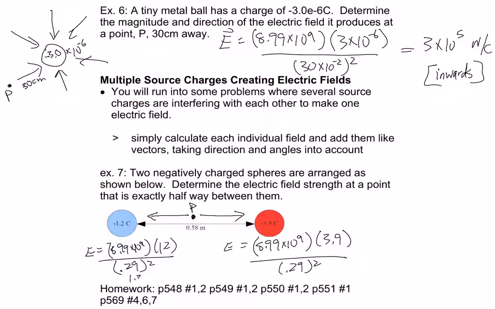So for this one, we got 1.3 times 10 to the 11 for our electric field strength. For the other one, we got 4.2 times 10 to the 11. So we just need to subtract those two, and that will be our final answer. If we subtract those, we get a net answer of 2.9 times 10 to the 11 newtons per coulomb, and the red one is bigger, so we would say to the right, or towards the red one, or towards the negative 3.9, anything along those lines. And that's it.